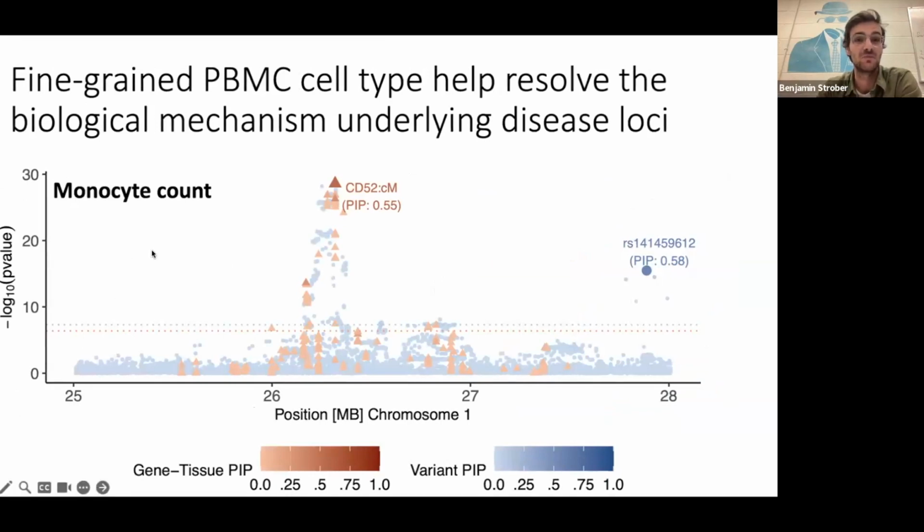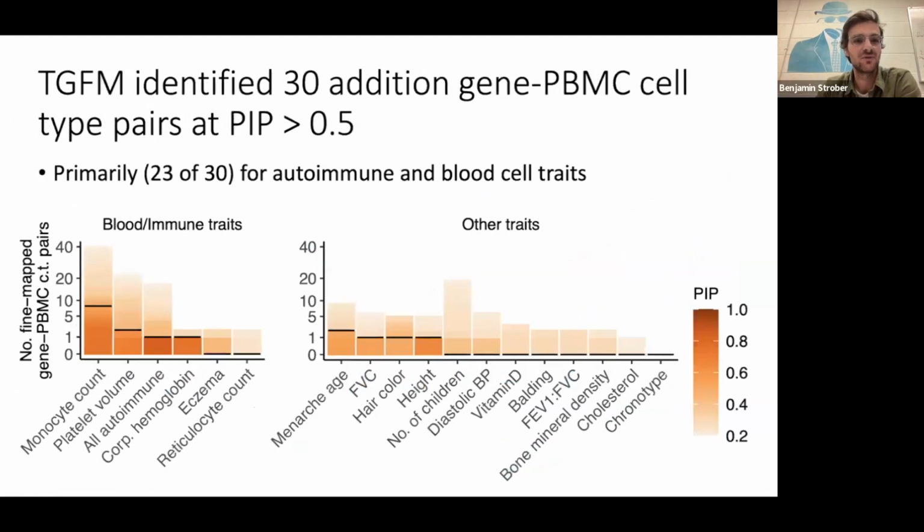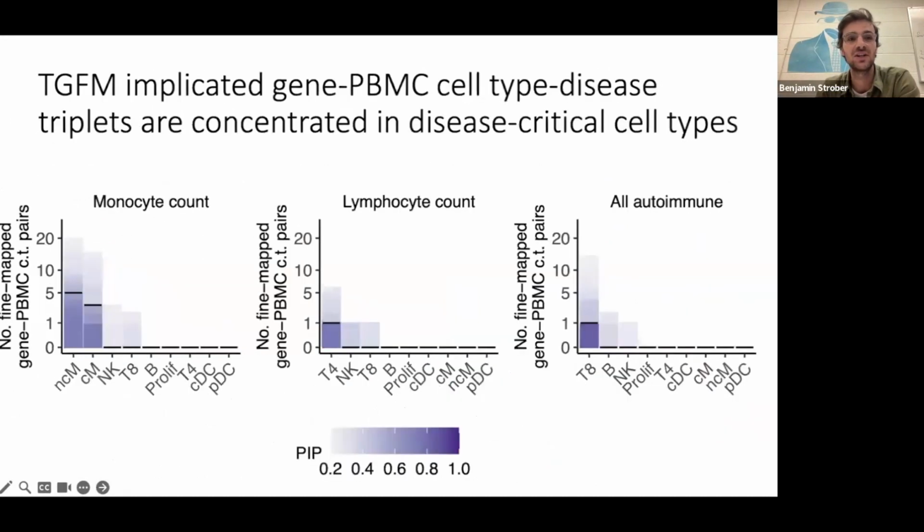And so this is for the trait monocyte count. And we identify here a gene called CD52 in the cell type classical monocytes. And in general, what we found is we identified 30 additional fine-mapped gene cell type pairs using this approach across all traits. Most of them came from blood or immune traits as opposed to other traits.